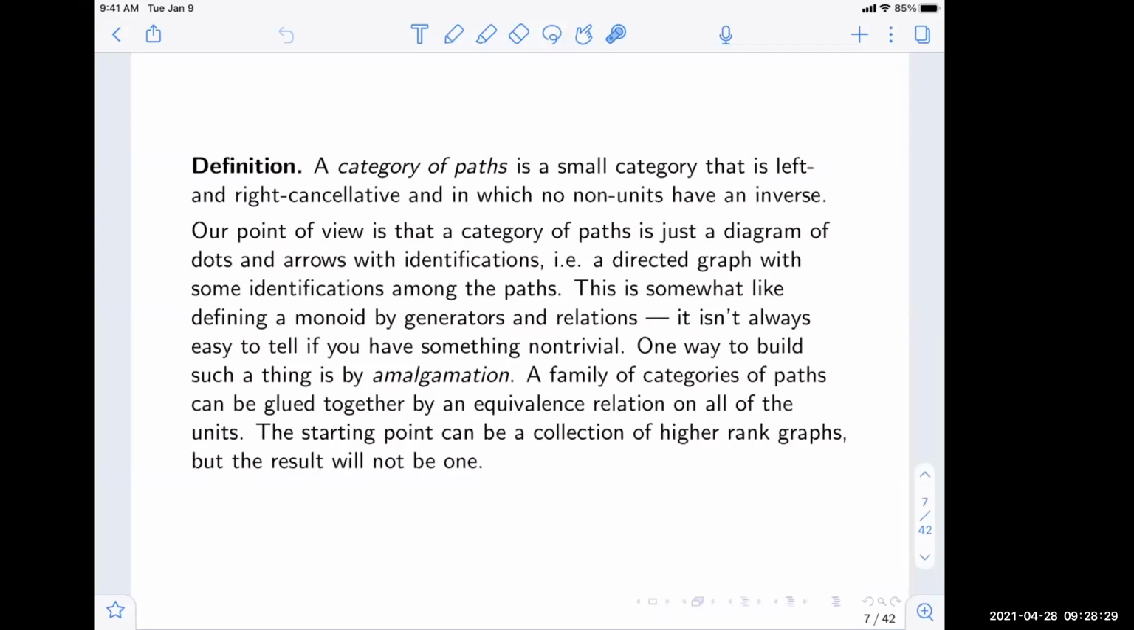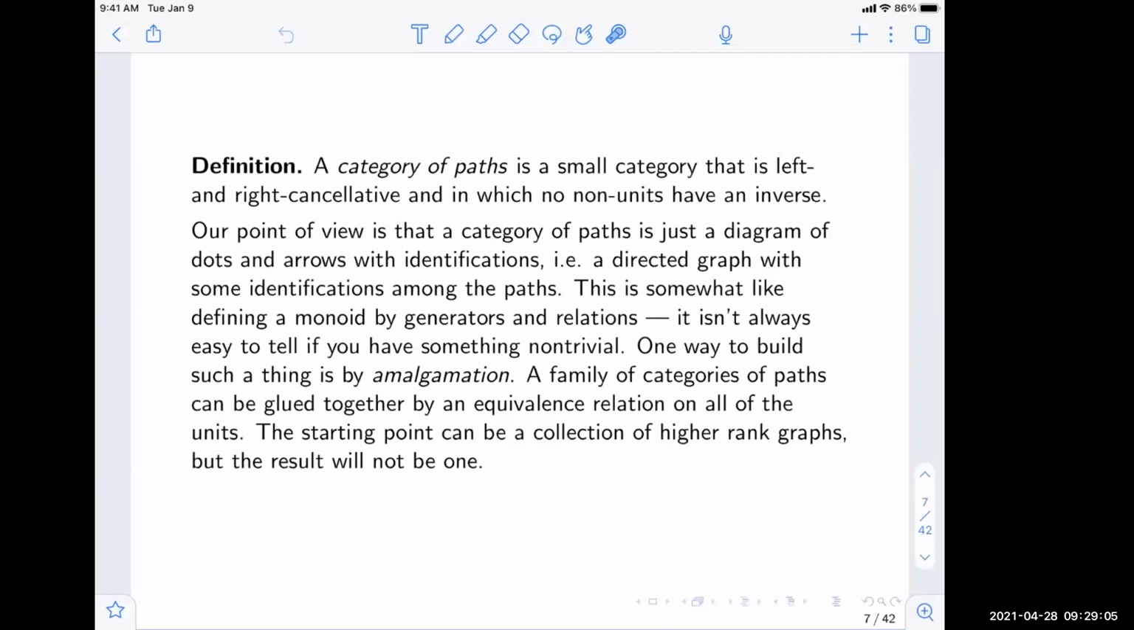Now, how do you build a category of paths? So building a directed graph and identifying paths, it's a lot like defining a group or a monoid by generators and relations. So it might be that you over-identify things and everything collapses to nothing. So one way to get a category of paths that's not trivial is by what I call amalgamation. So if you have some categories of paths already, you can glue them together along the units, basically in any way you like, and get something else.